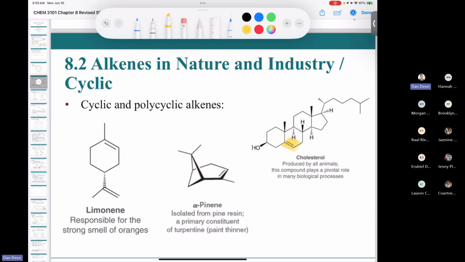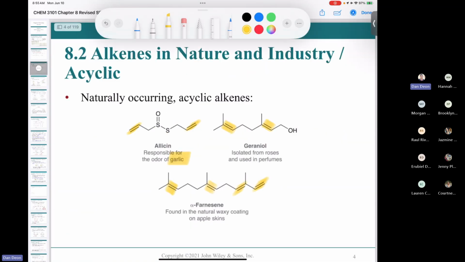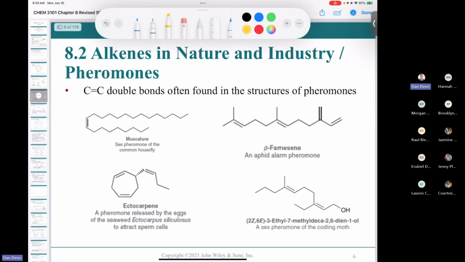Alpha pinene, which is found in turpentine, can be used as a paint thinner. Limonene, if you like the smell of oranges, limonene has 2 alkenes in it. But the bottom line is that we find alkenes all over the place. I mean, we could keep going for hours, literally, looking at drugs and naturally occurring compounds that have alkenes in them. And so cholesterol, pinene, limonene, another one would be pheromones, okay? If you know what a pheromone is, a pheromone is some kind of compound that's excreted by an animal that elicits some kind of response in another insect or animal.